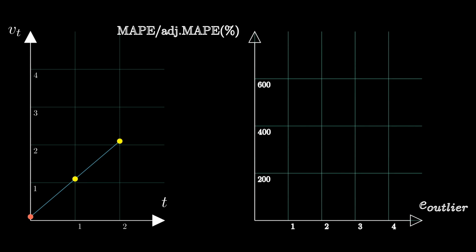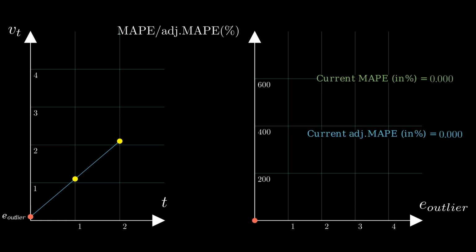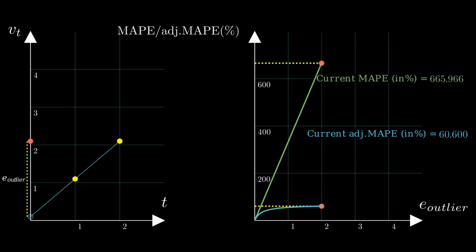On the right, we will have a plot that will show two curves, a green curve representing MAPE and the blue one representing adjusted MAPE, as functions of the error of the outlier point, that is, the distance between the red circle in the left plot and the corresponding true value at t equal to 0, denoted by E sub outlier. Now pay attention to how in the right plot MAPE and adjusted MAPE vary as the red circle in the left plot, our outlier, moves away from the true value.